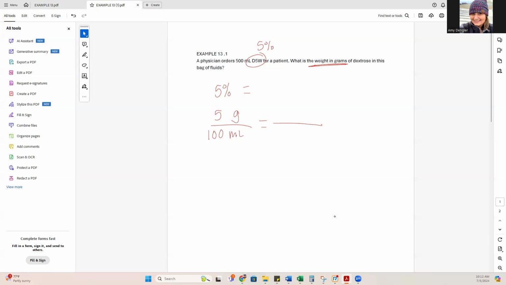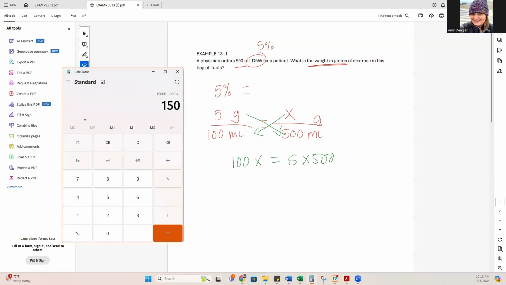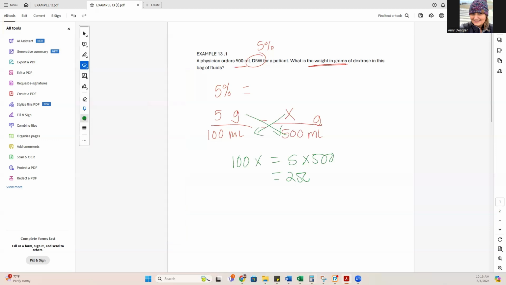So when we're setting up a proportion, if we have grams and milliliters here, we need to have the same units directly across from each other. The weight in grams is what we're looking for, so that's going to be our X. And we have 500 ml that we are providing. So we're going to go 100X is equal to 5 times 500. Then we get out our calculator and do 5 times 500, which is 2,500.